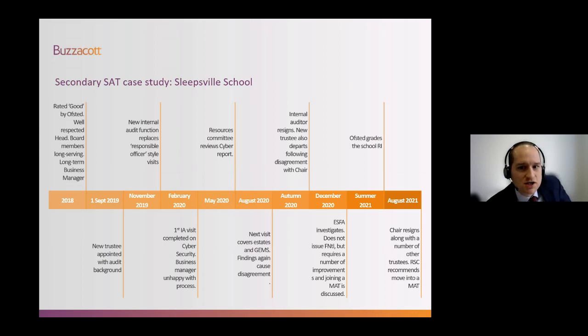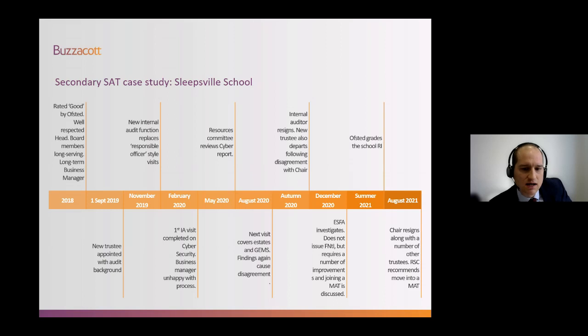After this, she felt her position was not tenable anymore and resigned her position. Ultimately, there was a whistleblowing allegation against the trust, and the ESFA investigated. They did see the reports and find a number of weaknesses at a governance level and with certain controls. They didn't issue a financial notice to improve. They stopped short of that, but did require a number of improvements.